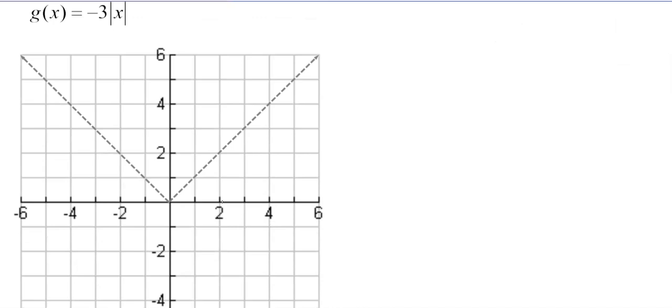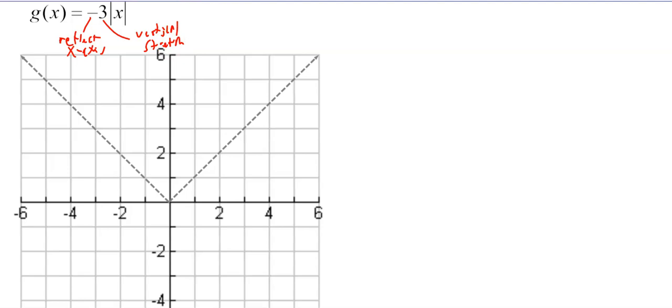Okay, let's try this one. So the nice thing now, in words, is that these are 2 different transformations. The negative reflects across the x-axis. The 3 is a vertical stretch, right? It's going to stretch. It's going to make it kind of skinny.